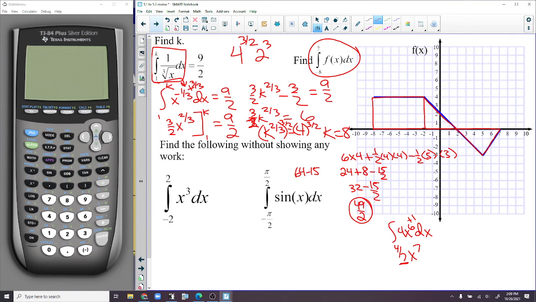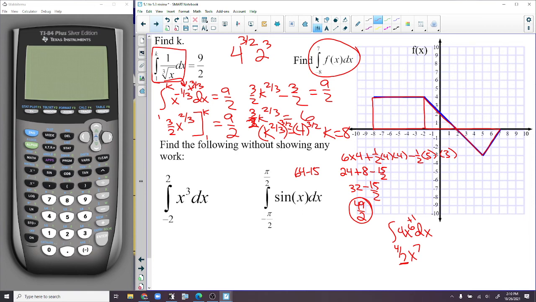Find the following without showing any work. That's an odd question. Now I don't want you to show any work. Well, you don't have to show any work. Do we know what x to the third looks like? What kind of function is it? Odd function, isn't it? Which means it's symmetric over the origin, right? So if you integrate from -2 to 2 over an odd function, what's your answer?